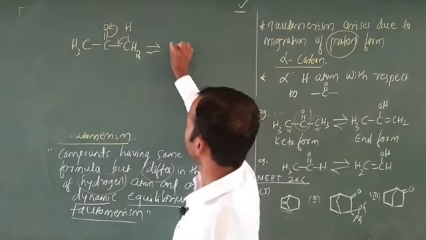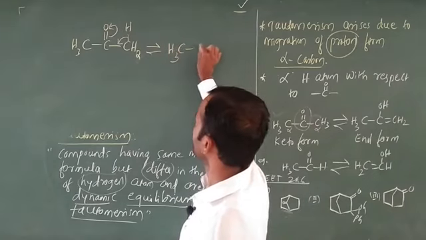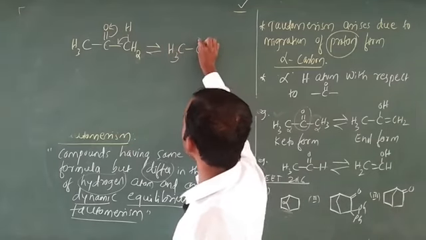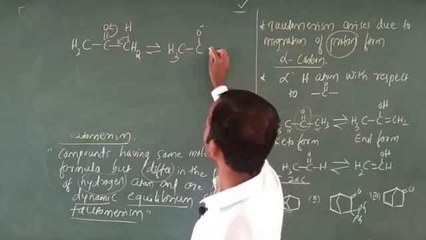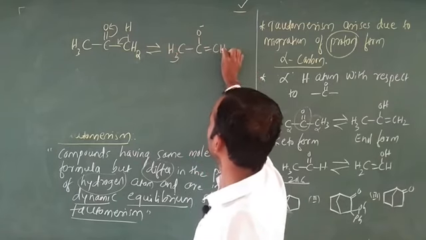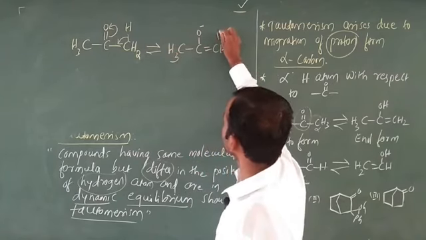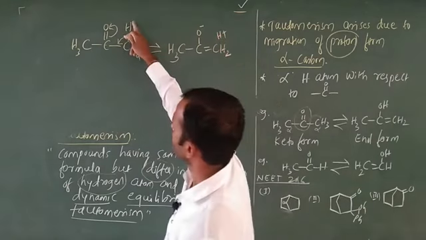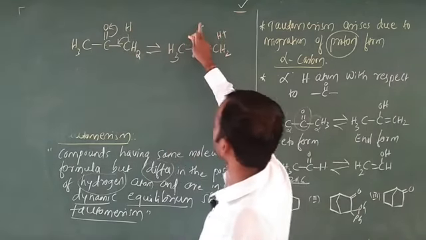Finally there is a formation of product. Just see here, CH3 is there. Next C, this is going to get an O minus. Next this is going to get a double bond. Next one is CH2. Here H plus is there. This is going to get H plus. Here O minus is there.